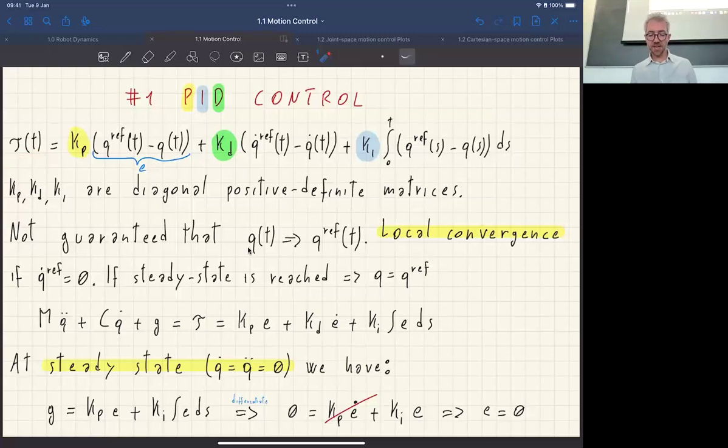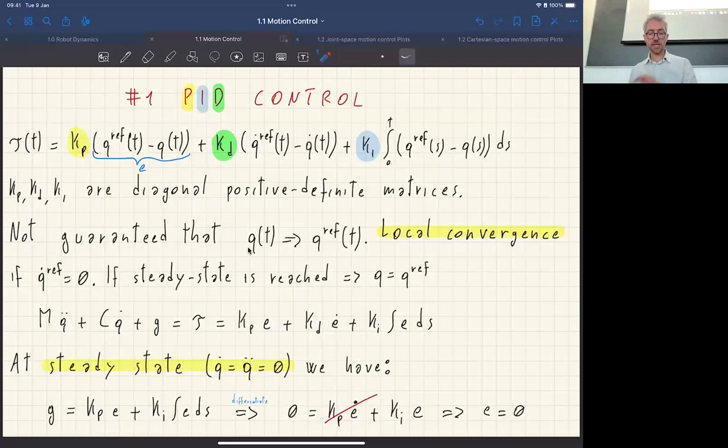So the gain matrices need to be positive definite, and most of the time actually they are diagonal matrices, which means that each joint is controlled independently of the other joints. So the torque that you apply at your elbow joint only depends on the error that you see at the elbow joint. It's independent of what's happening at the other joints. Okay.